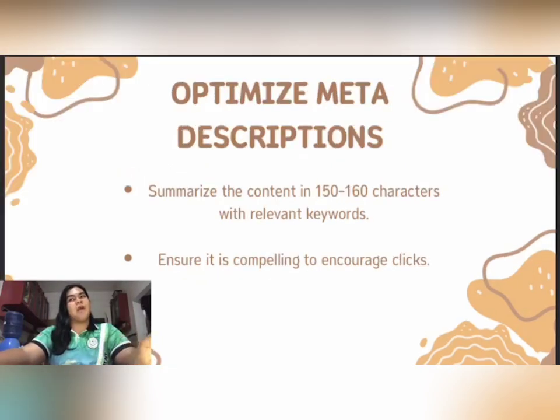Next, we have the optimized meta description. First, summarize the content in 150 to 160 characters with relevant keywords. Next is ensure it is compelling to encourage clicks. So optimizing meta description means writing a short summary of your content, around 150 or 160 characters.